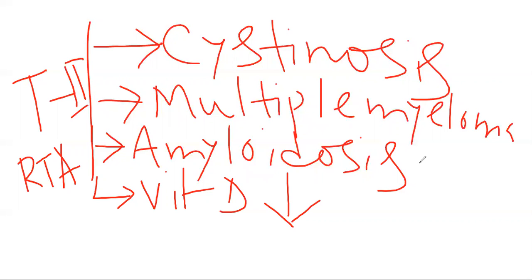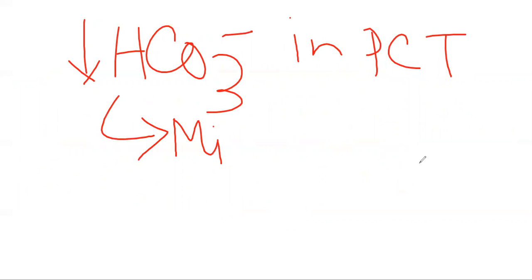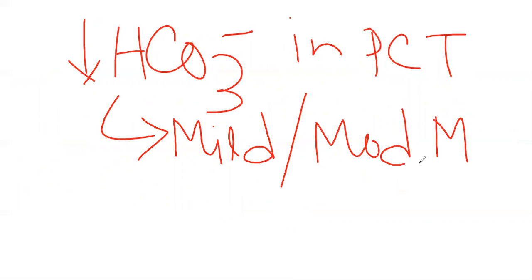Now, here the most important thing is impairment of bicarbonate ion reabsorption in the proximal part of the nephron. So decreased bicarbonate ion reabsorption in the PCT will lead to mild to moderate renal tubular metabolic acidosis. Mild to moderate metabolic acidotic situation, but it will never be severe metabolic acidosis like the type 1 distal renal tubular acidosis.